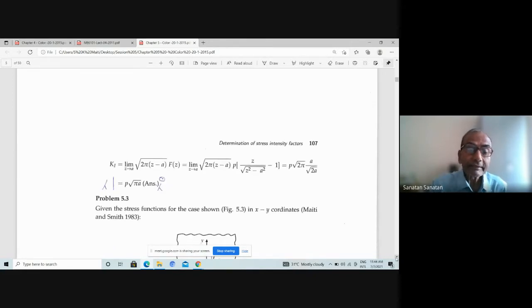It is the limit z tends to a of square root of 2 pi (z minus a) times F(z). Using the limit, what you find is that only the first term remains, because the z minus a gets cancelled, so it will be z by square root of z plus a. After simplifying, you get the SIF as P root pi a.